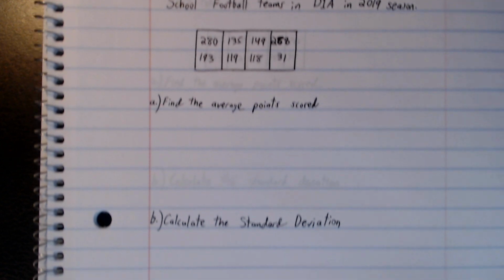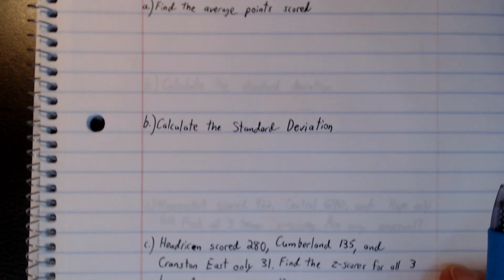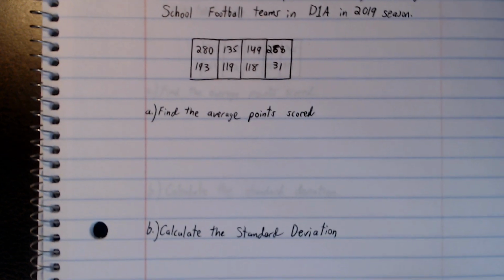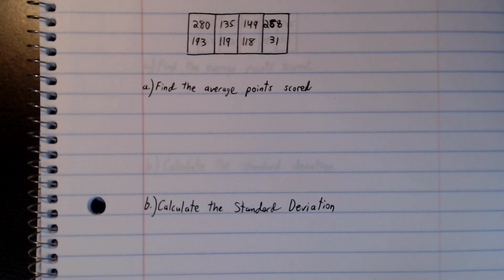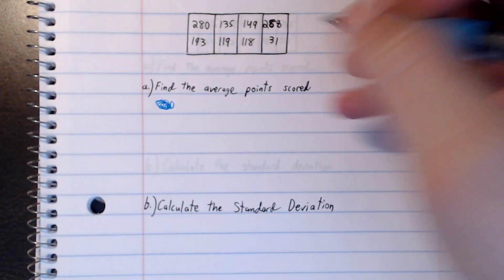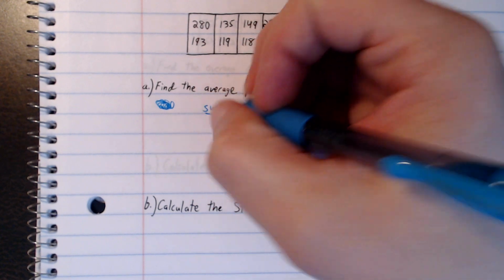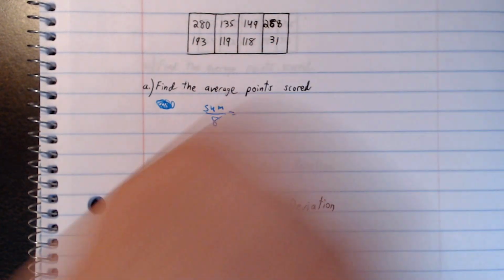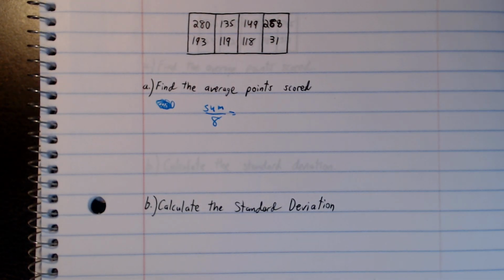So we're going to be asked to find the average points scored, calculate the standard deviation, and there's a couple of questions down there they're going to ask us after. So let's start by doing these first few things. Find the average points scored. Actually, I'm not going to even write all that down. You guys know how to find that. It's the sum divided by total, which is 8. So we're just adding everything together.